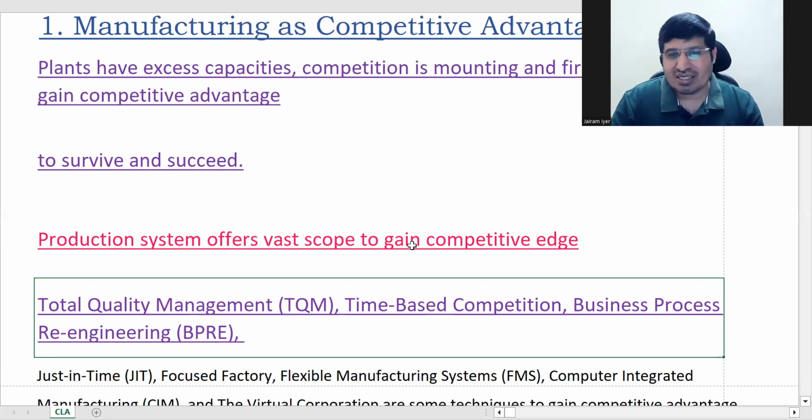Next is time-based competition. When you are competing with someone, you also have to see that if you want to send some goods to the market, your products are good, but there is someone else who is able to send it earlier than you. And people who are waiting in the market will buy whatever they want.